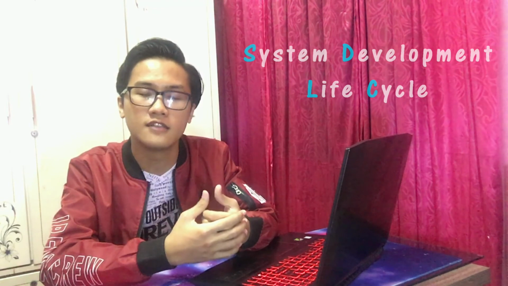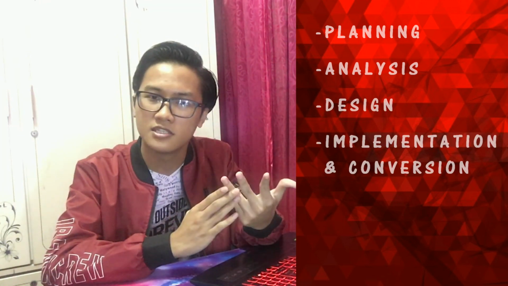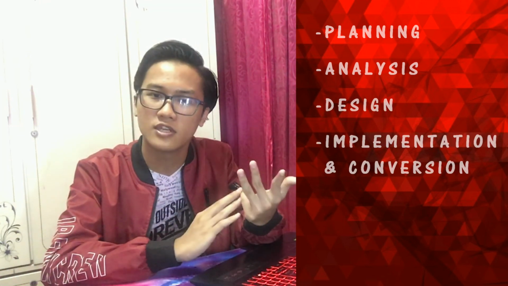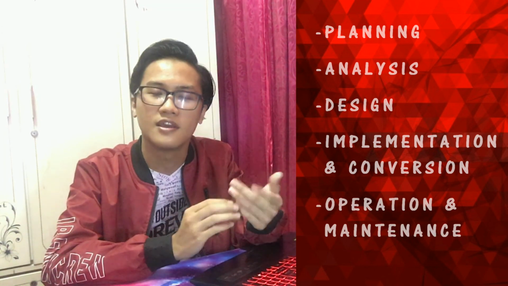SDLC stands for System Development Life Cycle, which is a project management model that defines the stages involved in bringing a project from inception to completion. The SDLC consists of 5 fundamental phases: planning, analysis, design, implementation and conversion, and the last one, operation and maintenance. And for this video, I'm gonna tell you about the early phase, the planning phase.